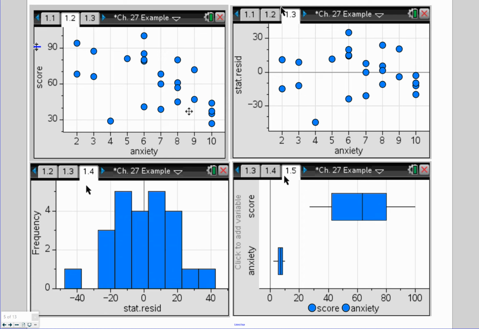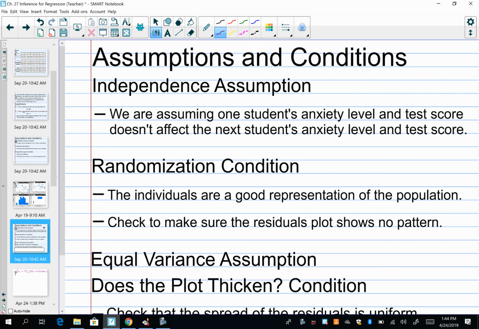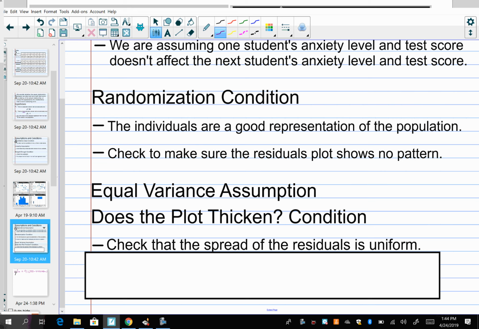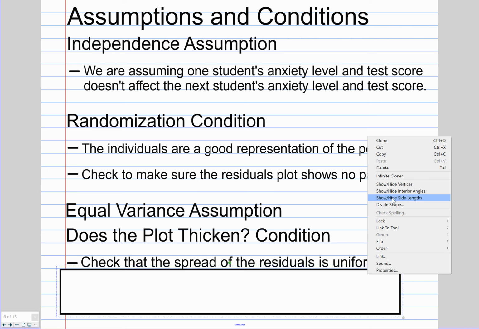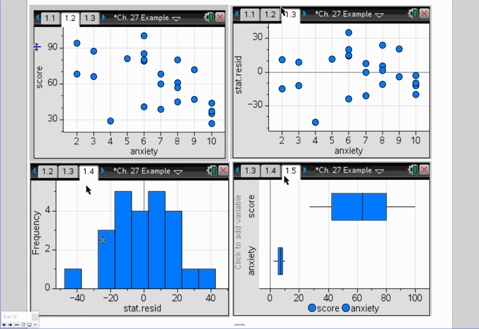Now, we got a few more things to check before we can actually do the test. So, I believe we're at the very bottom, and we're looking at checking that the spread of the residuals is uniform. In that blank slide where I posted all those scatter plots, that was the third one. This one down here at the bottom left is a histogram for the residuals.